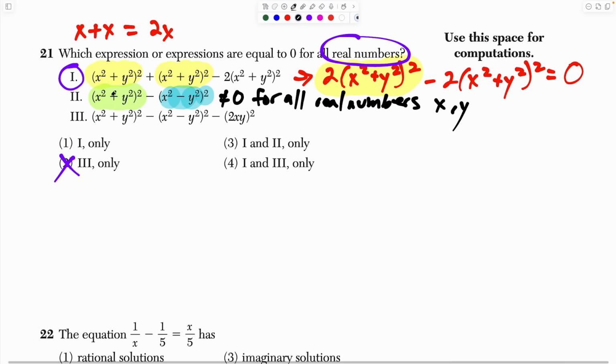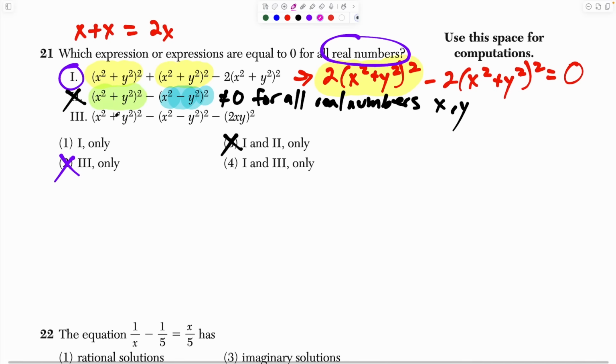Okay, see how we got x squared plus y squared, squared, and x squared minus y squared, squared. So we're not subtracting equal things. So Roman numeral 2 is not always true, which means that we are down to choice 1 and choice 4. So next, we look, and Roman numeral 3 is pretty involved.